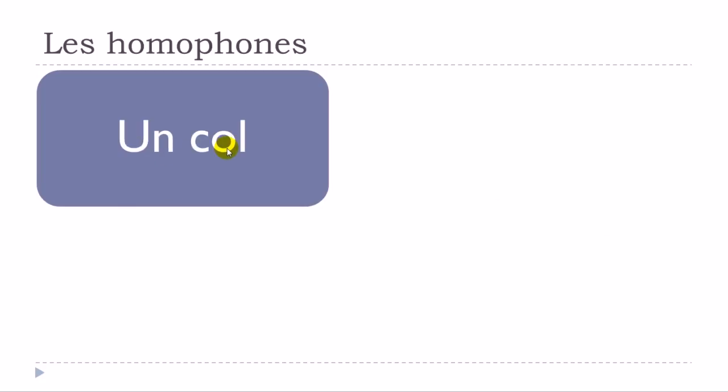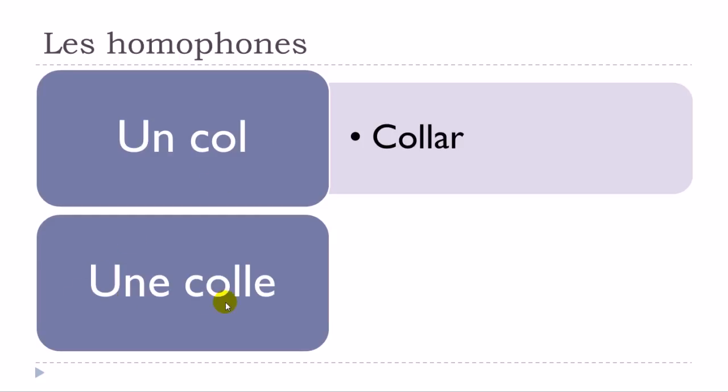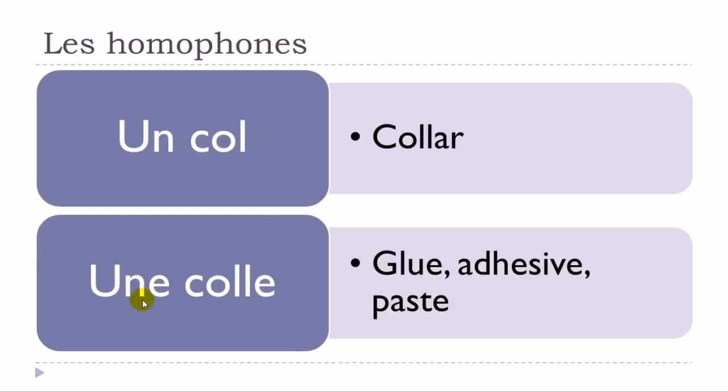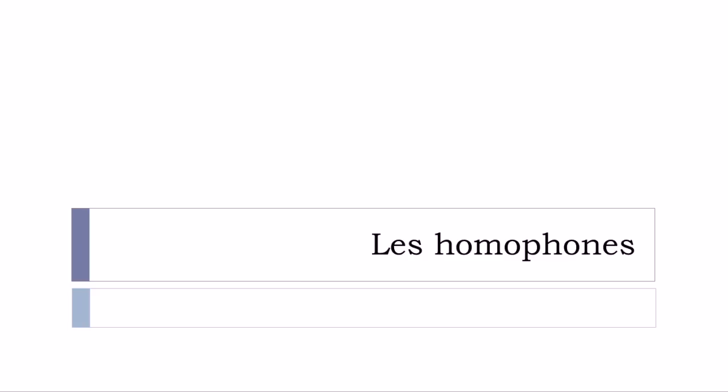Un col. Un col. Une colle. Une colle. The homophones, because actually I was thinking about doing four videos concerning this topic. So remember, when we're talking about homophones, we're talking about all these words that we have in French that you will write differently but then pronounce the same way, and of course the meanings will be different. So that's the reason why it's quite important to take a few minutes to try to see them and try to avoid any mistakes.